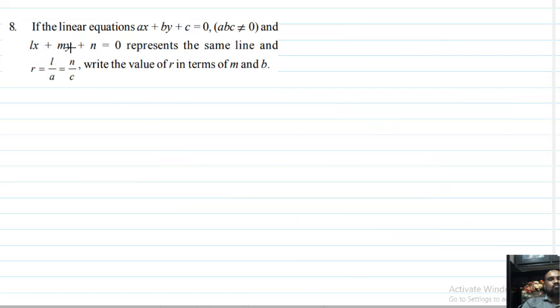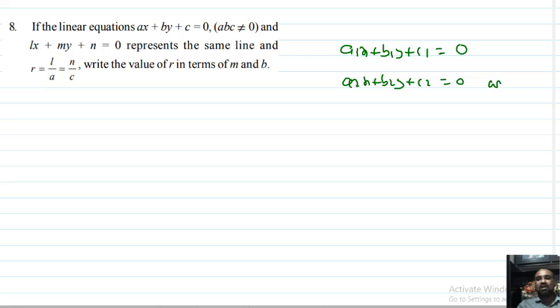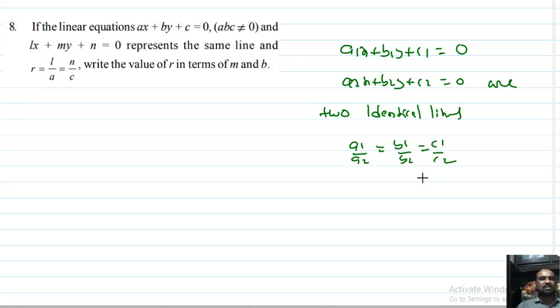Okay, next question. If the linear equations ax plus by plus c equal to 0 and lx plus my plus n equal to 0 represent the same line, you already know the concept. Listen, all of you. a1x plus b1y plus c1 equal to 0 and a2x plus b2y plus c2 equal to 0 are two identical lines. What is the meaning of that? One line falls on the other on the coordinate plane. So a1 by a2 equal to b1 by b2 equal to c1 by c2. Then only they are said to be identical lines or coincident lines on the coordinate plane.